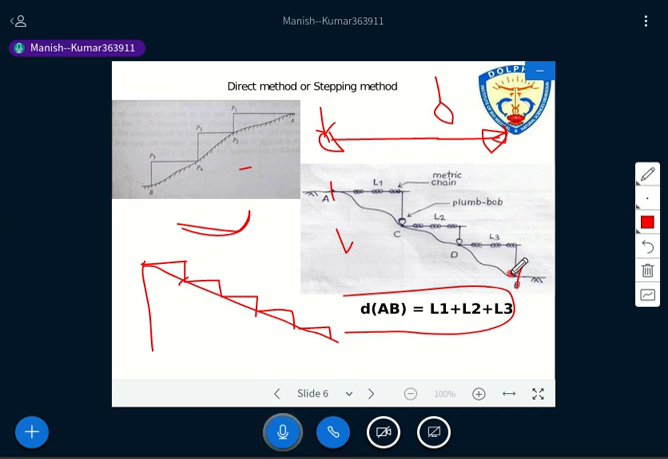That is the direct method of chaining on sloping ground. Is it clear to all of you? The concept is clear, or if you have any doubt, first ask your doubt.